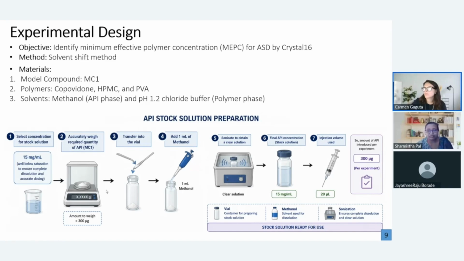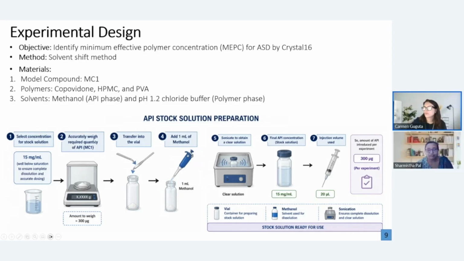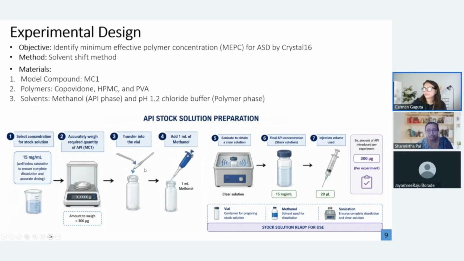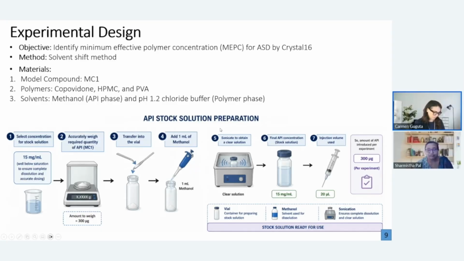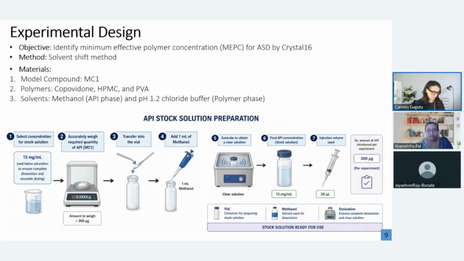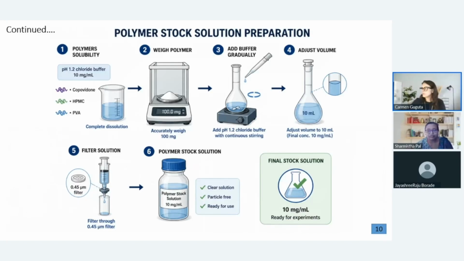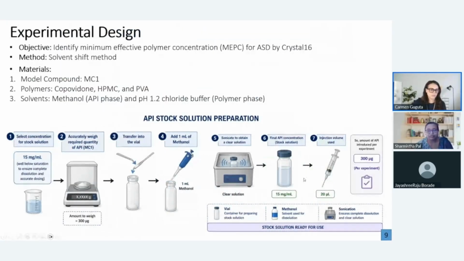Next, we accurately weigh the required quantity of API, referred to here as MC1, and transfer it carefully into a vial. To dissolve the API, we added 1 ml of methanol, which acts as the solvent. The vial is then subjected to sonication, which helps in achieving a completely clear and homogeneous solution. This step ensures there are no undissolved particles that could affect the experimental reproducibility. At this stage, our final stock solution concentration remains 15 mg per ml.